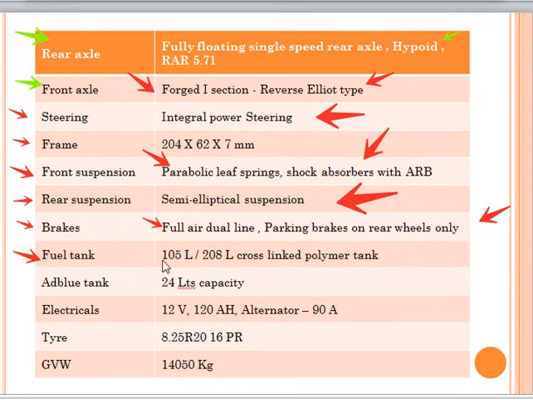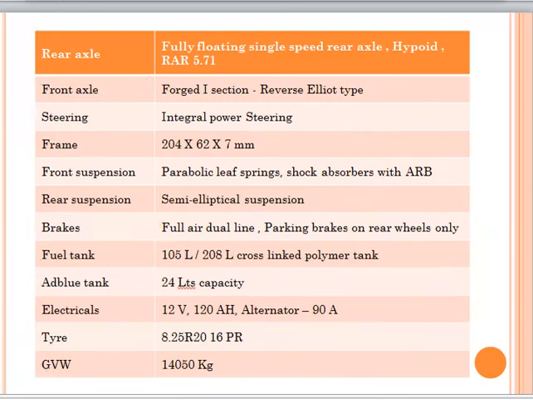Fuel tank is how much? 105 liters and 208 liters. There are two options available. You can either buy a 105 liter fuel tank or a 208 liter fuel tank. AdBlue. Now what is AdBlue? AdBlue capacity is 24 liters. So in BS6 diesel engine vehicles, all vehicles have a separate AdBlue tank, which is used to reduce the NOx. It is used in the SCR technology, also called selective catalytic reduction. Now electricals are given, tire size is given and the gross vehicle weight. So these are the general specifications.